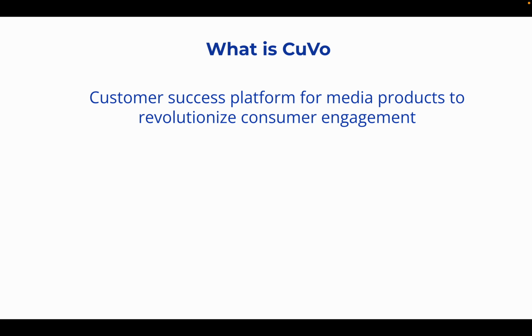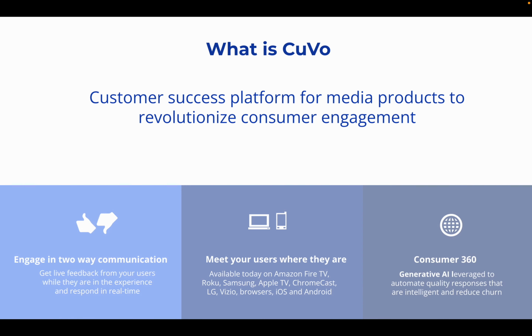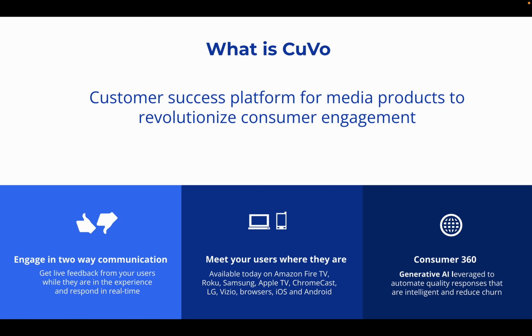CuVo is a customer success platform for media products to revolutionize consumer engagement. There's three aspects to our product. The first is that you can engage in two-way communication using CuVo with your end users while they're in an in-app experience, such as while they're watching a show on a smart device, or if they're playing a game on their mobile device. You can actually collect real-time feedback and communicate back with them.